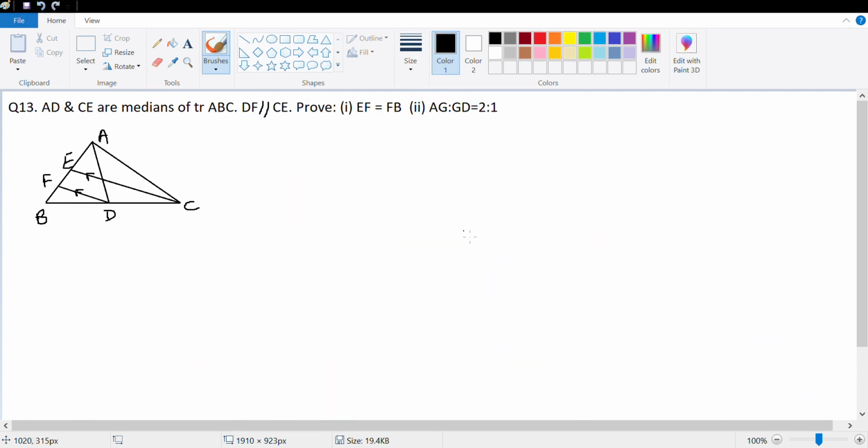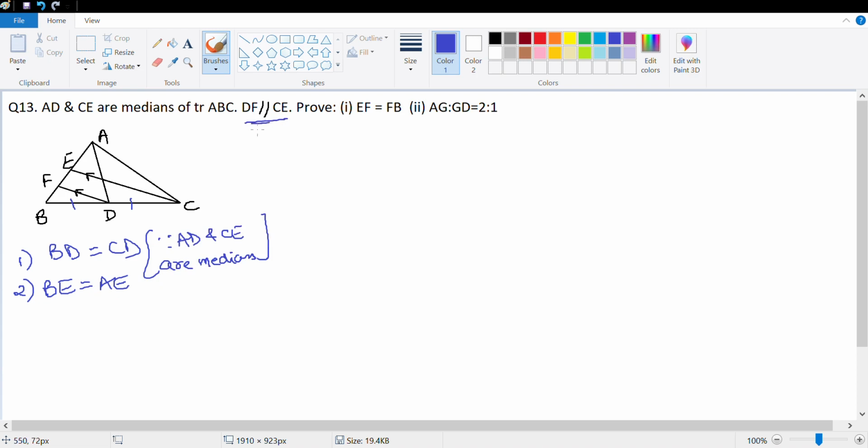The next question that we solve is question number 13. It says in the following figure, AD and CE are medians, which means BD is equal to CD, and CE is a median, which means BE is equal to AE. So let's just write that down. Number 1, BD is equal to CD. Number 2, BE is equal to AE, since AD and CE are medians.